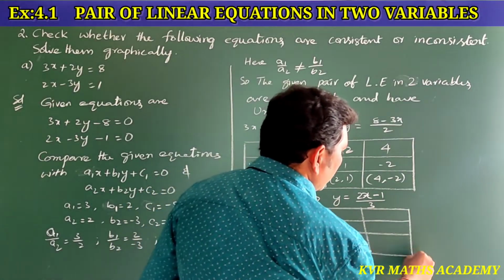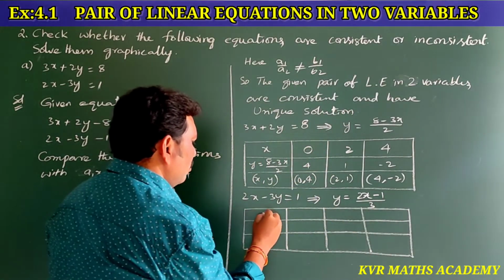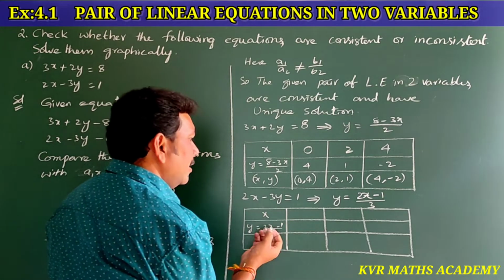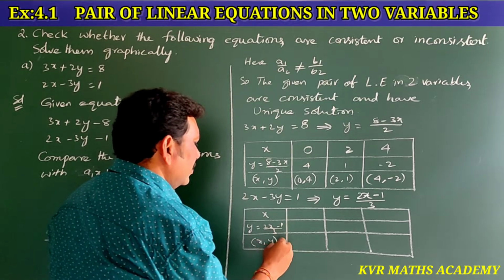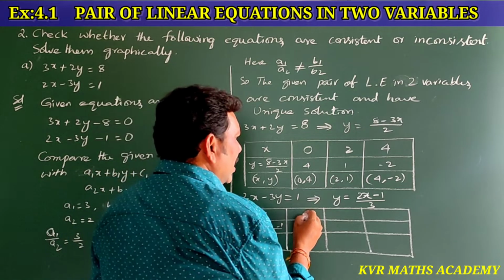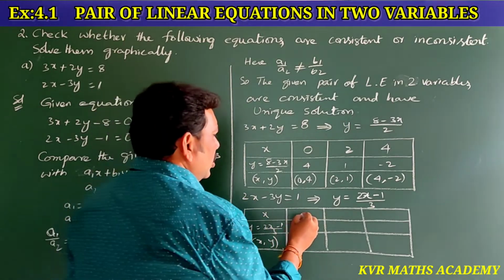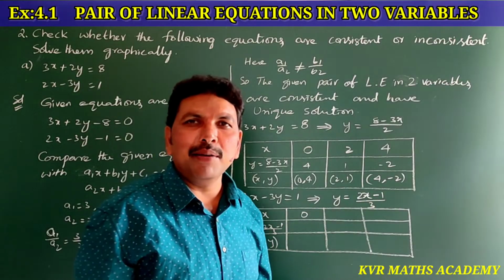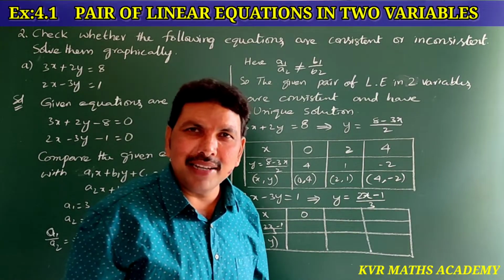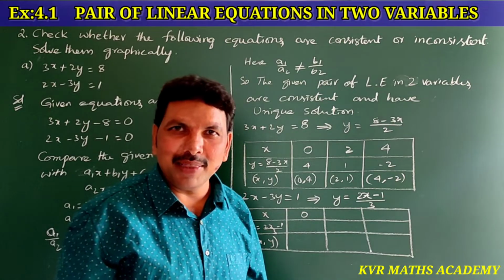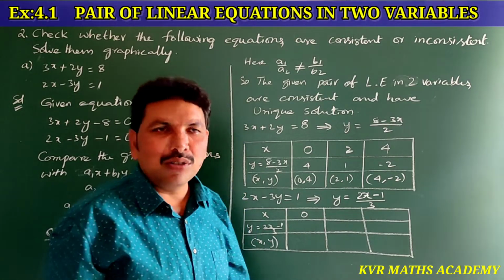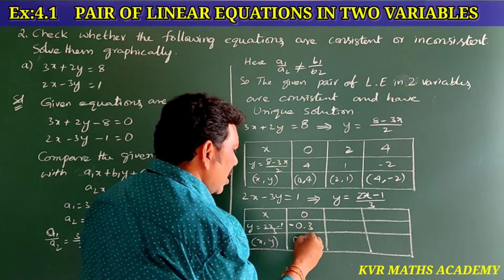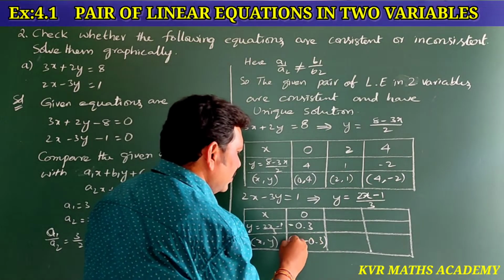This also 3 values I will take. So for x, y is equal to 2x minus 1 by 3 and x comma y. Let us take x is equal to 0. X is equal to 0 means minus 1 by 3. Minus 1 by 3 means minus 0.3, right? 1 by 3 can be written as 0.33. So simply minus 0.3. So this point will be 0 comma minus 0.3.